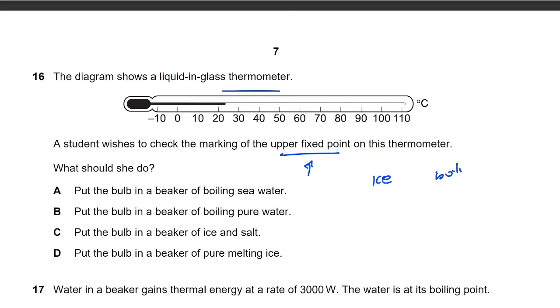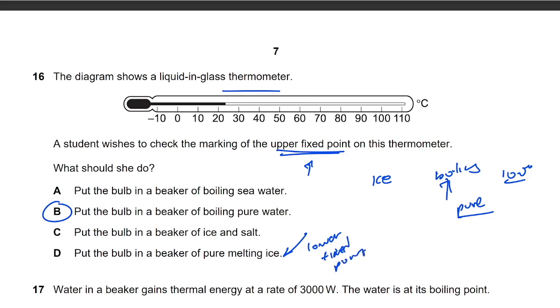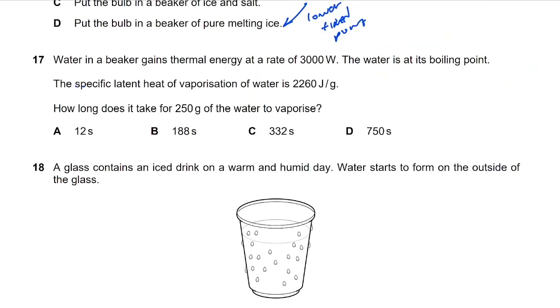So if I want to check the upper fixed point, I put it in boiling pure water, because pure water will show 100 degrees, and that is going to be the upper fixed point of the thermometer. So put the bulb in a beaker of boiling pure water. That will be the answer. This one right here would be for the lower fixed point. It would show 0 degrees, right? Yeah. Let's go to number 17.